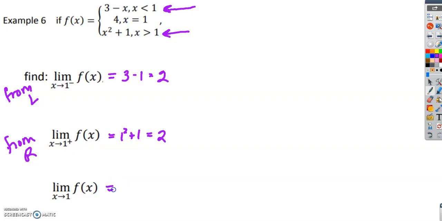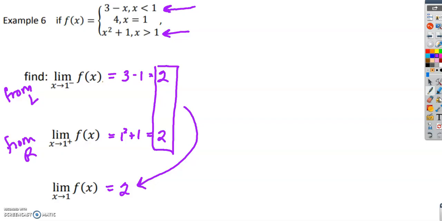So then if I want to know if there's a limit as x approaches 1 in general, remember, the definition said that you'd approach the same thing on either side. Well, do you approach the same thing on either side? Absolutely. So if these two things agree, then you know you're going to have a limit as it approaches 1.